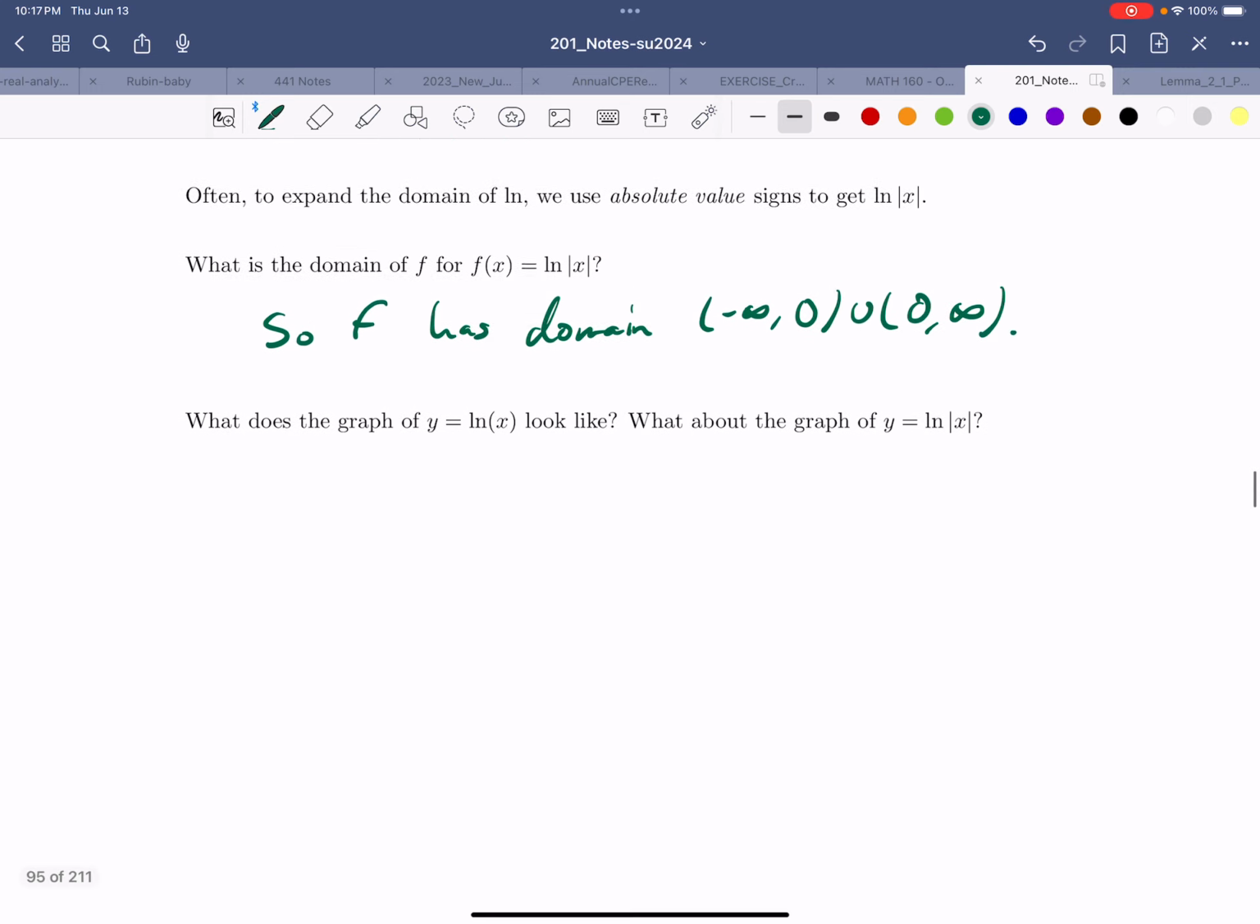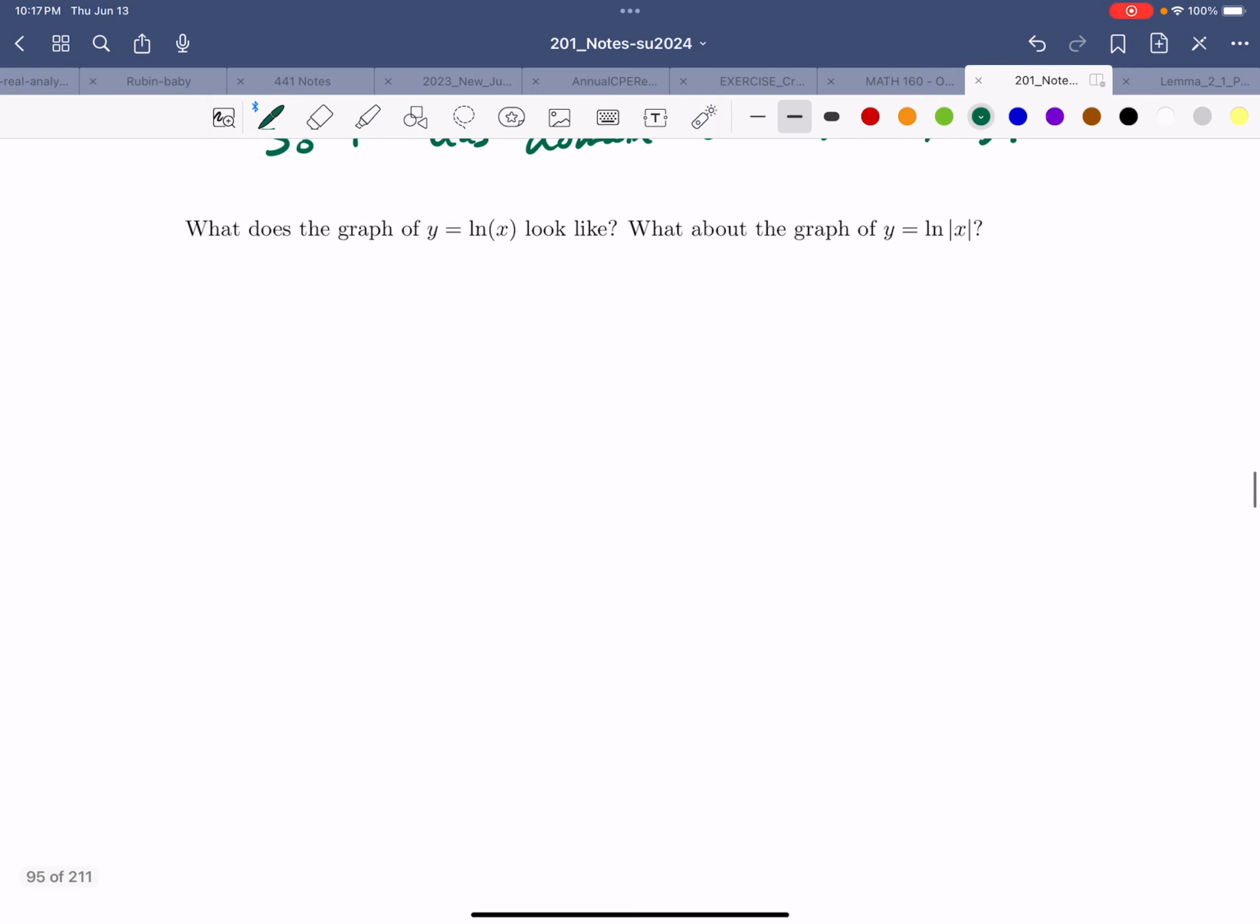So then the other question is, what does the graph of ln look like? What if you expand it to the absolute values? And this is definitely worth knowing.